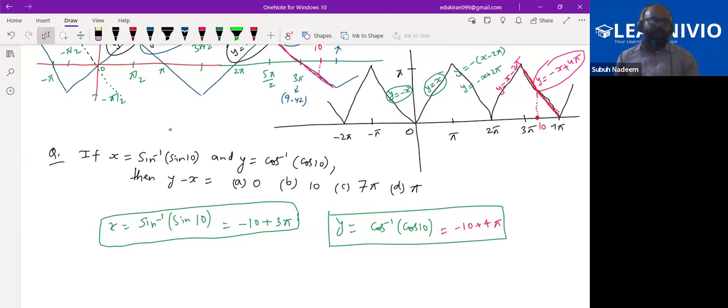This is the value of y. Now what we have to find out is y minus x. So if you want to find y minus x, this is x and this is y, so we will get pi as our answer. So it will be option D, right?